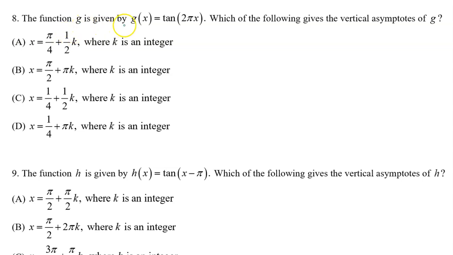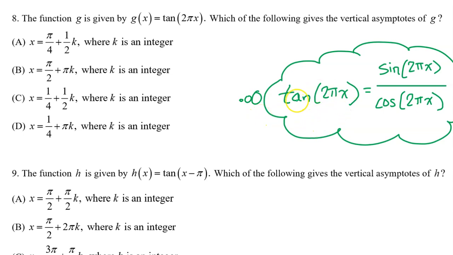Number 8, the function g is given by g of x is equal to the tangent of 2 pi x. Which of the following gives the vertical asymptotes of g? You should be thinking the tangent of 2 pi x is equal to the sine of 2 pi x over the cosine of 2 pi x. Vertical asymptotes will occur where the tangent of 2 pi x is undefined. That's going to be where the cosine of 2 pi x, the denominator, is equal to 0. So we need to solve the equation cosine of 2 pi x is equal to 0.